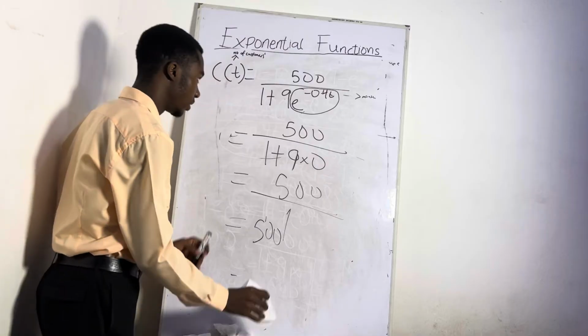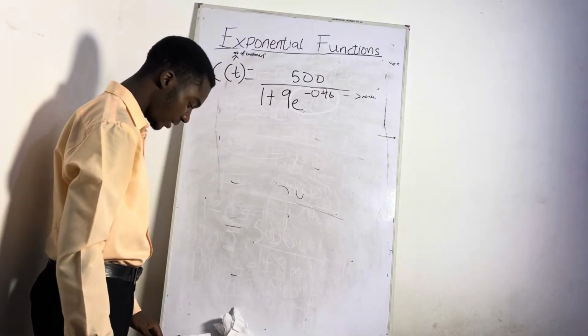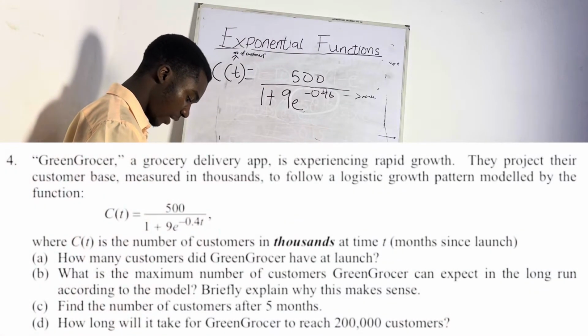Now let's move on to the C. So let me clean the board. The C says, find the number of customers after 5 months.